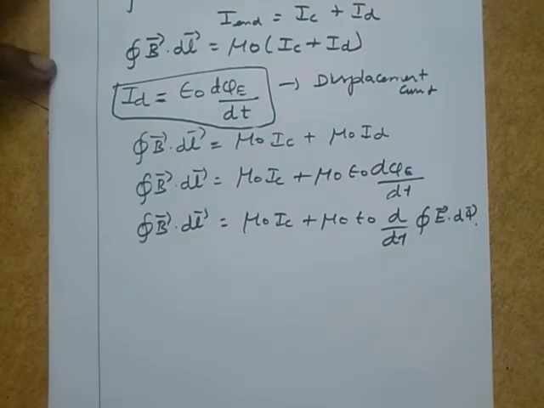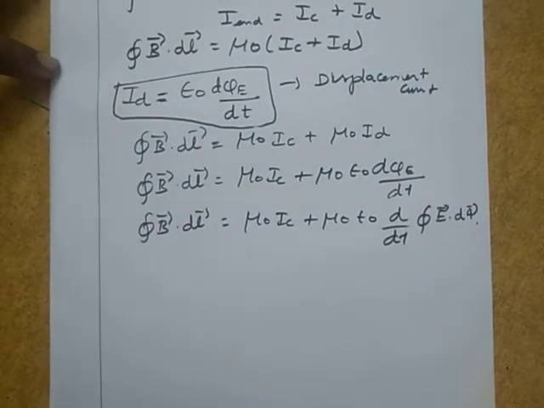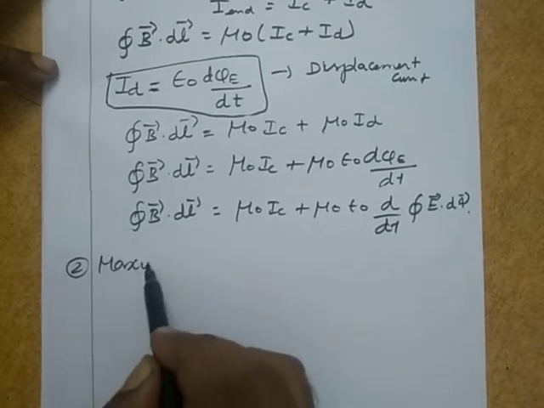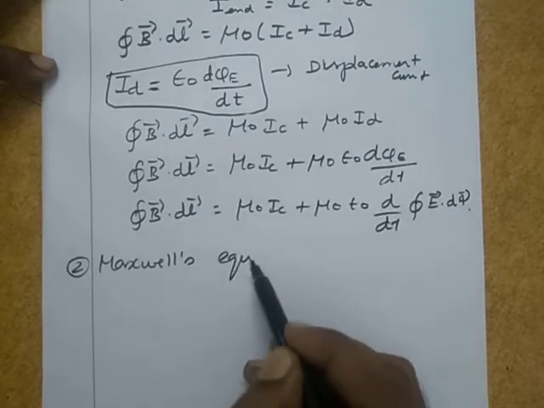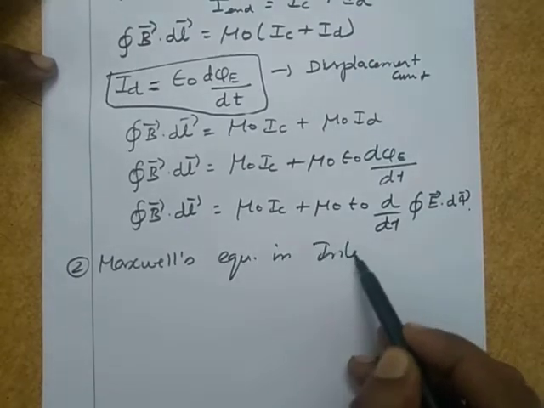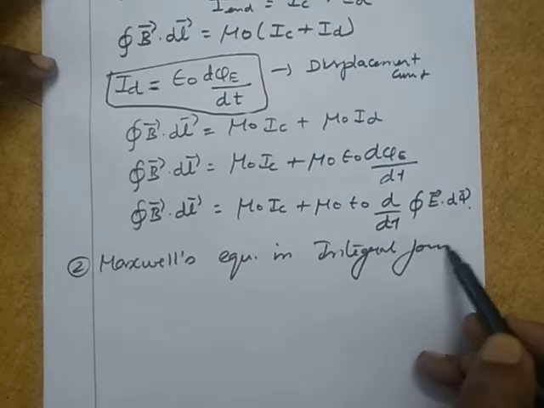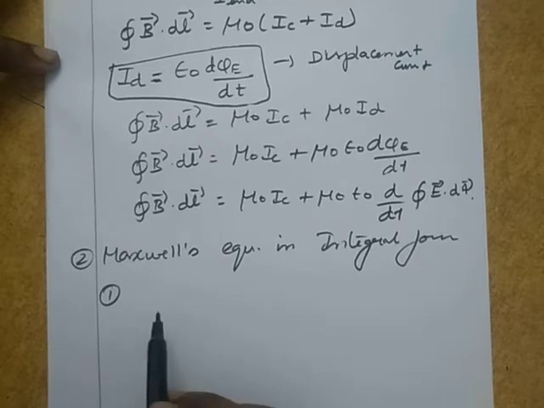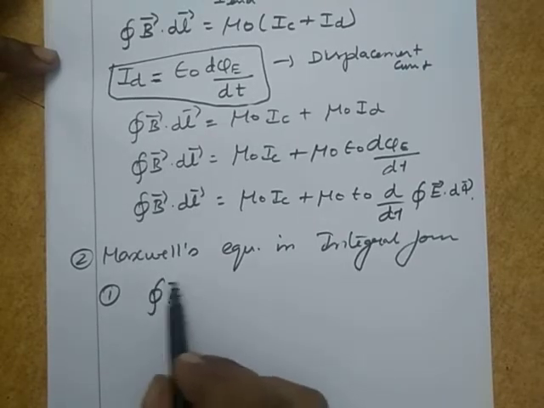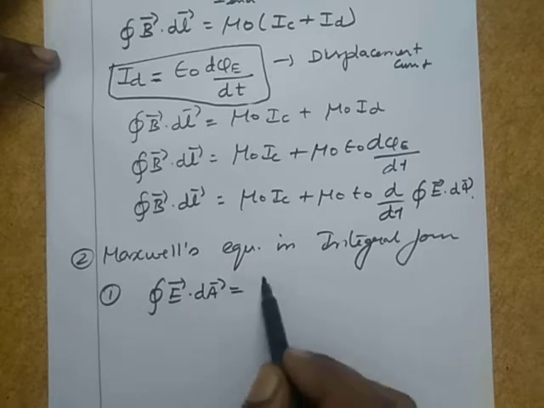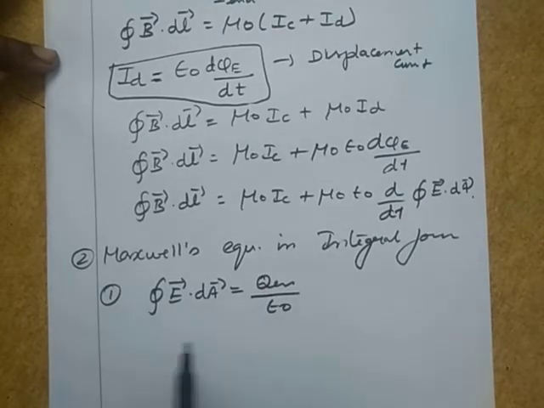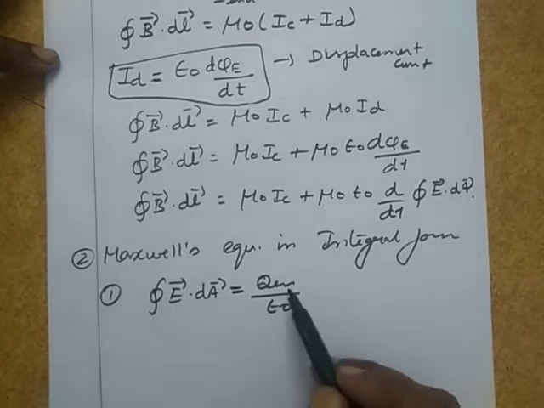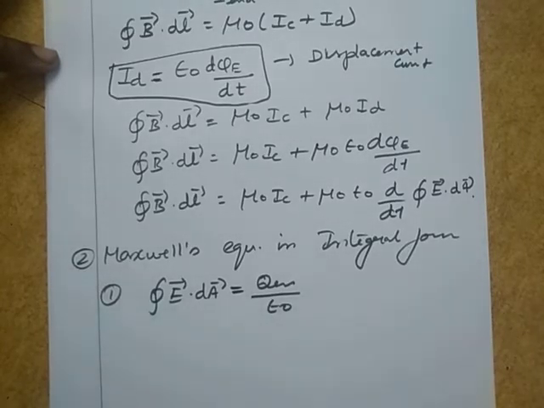Next is Maxwell's equations in integral form. The first equation is Gauss law in electrostatics: the closed integral of E vector dot dA vector is equal to Q enclosed by epsilon naught. That is, the flux is equal to 1 by epsilon naught times the net charge enclosed by the surface.